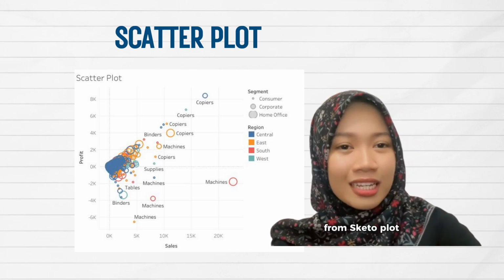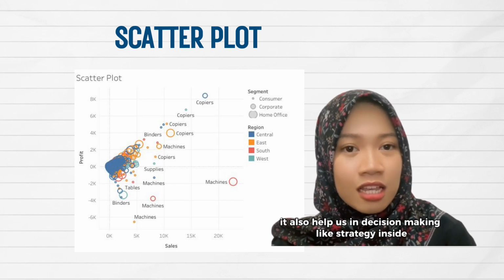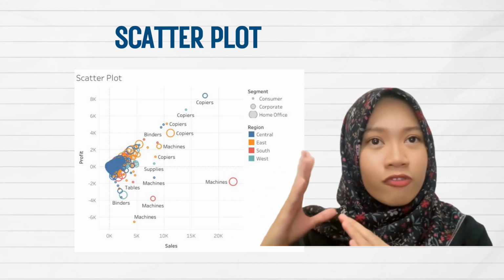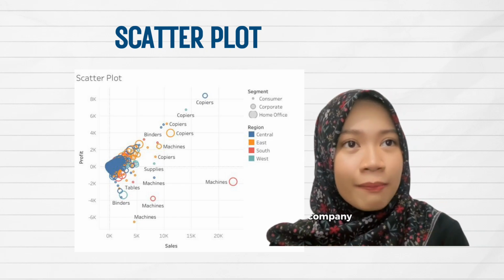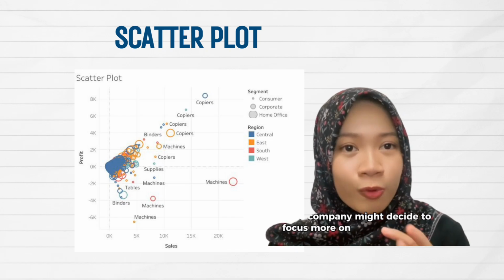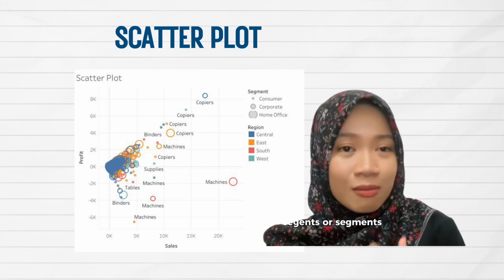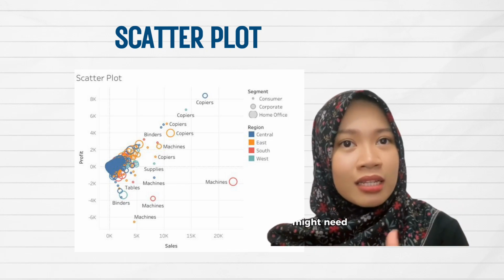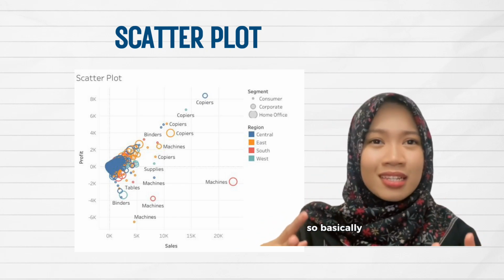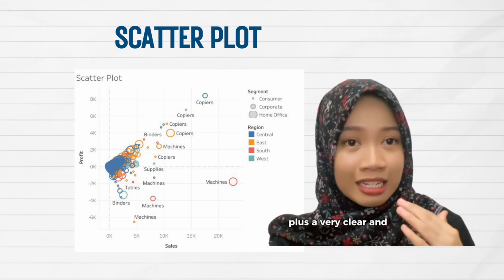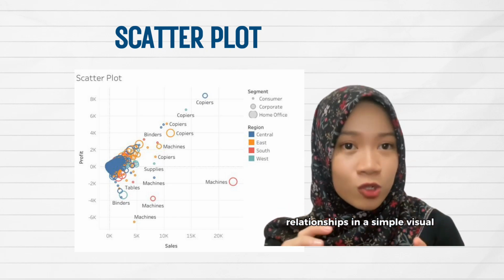From a scatter plot, it also helps us in decision making, like strategic insight. For example, if copiers are showing high sales and profits, the company might decide to focus more on promoting copiers. While, for instance, regions or segments with lower performance might need more marketing efforts or other interventions. So basically, scatter plots are a very clear and effective way to present complex data relationships in a simple visual format.